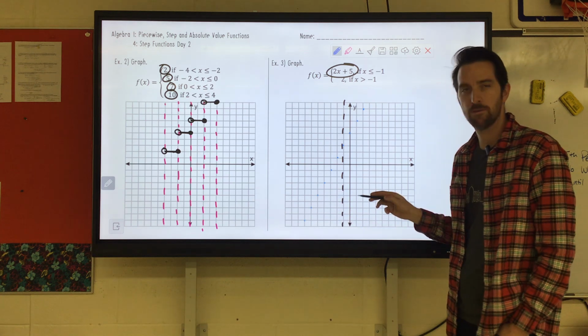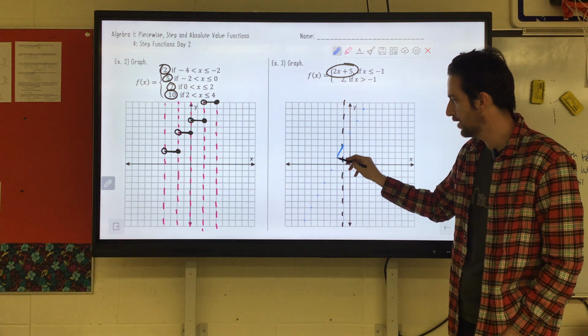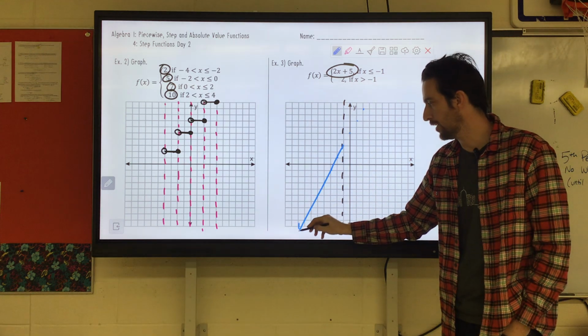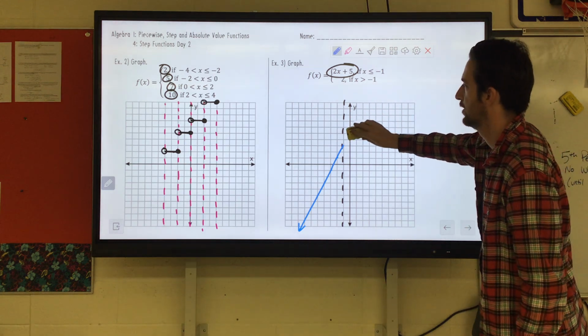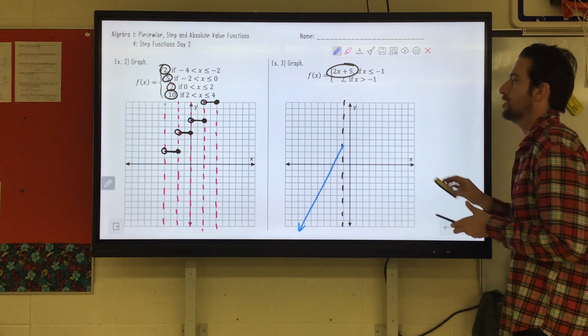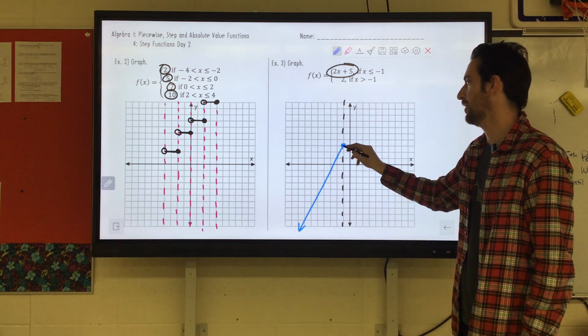We only want the portion of this line that is less than -1. So that would be the stuff to the left of the line. The stuff to the right? Nah. Now that was also less than or equal to, so that would get a solid dot on the end of that.